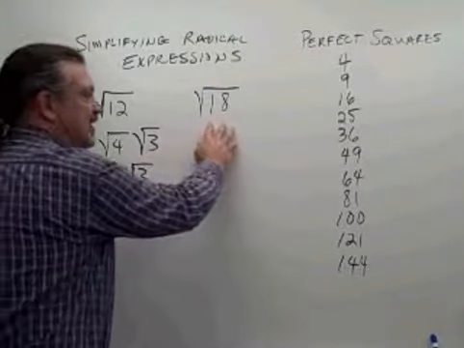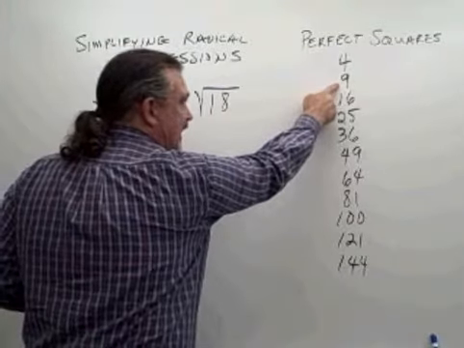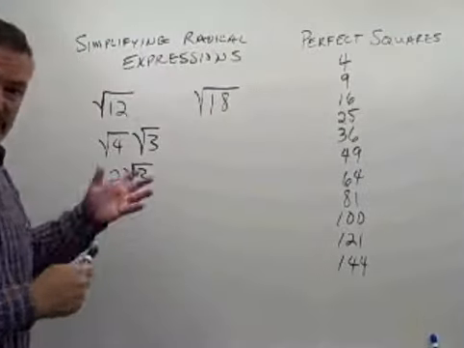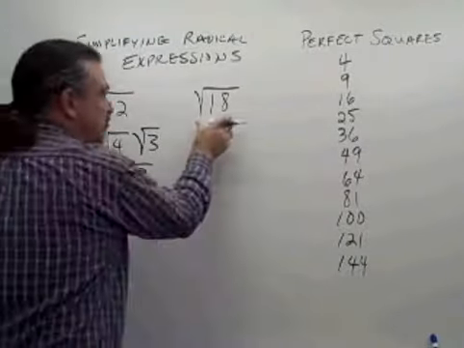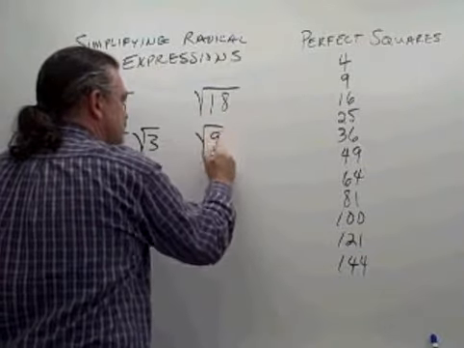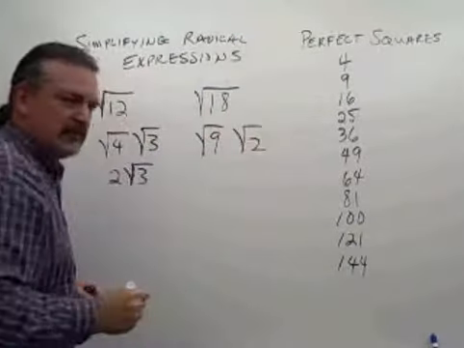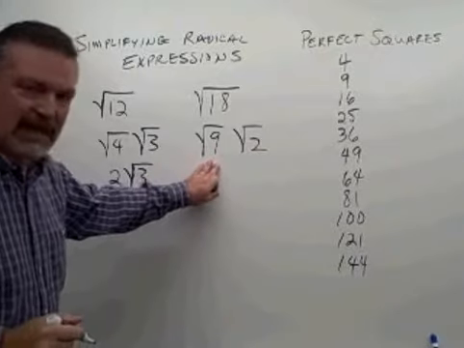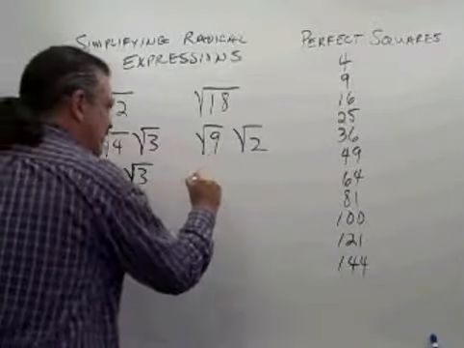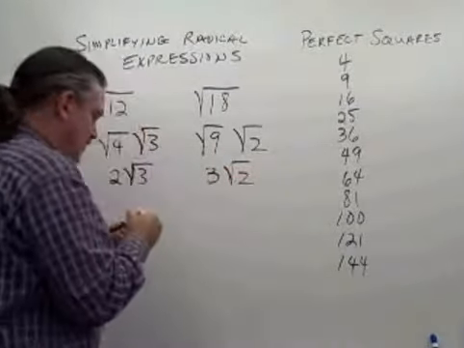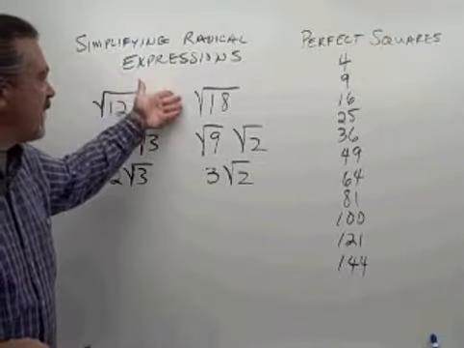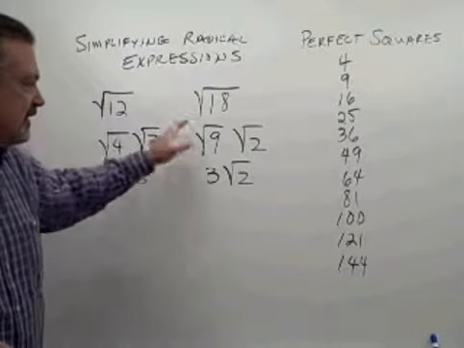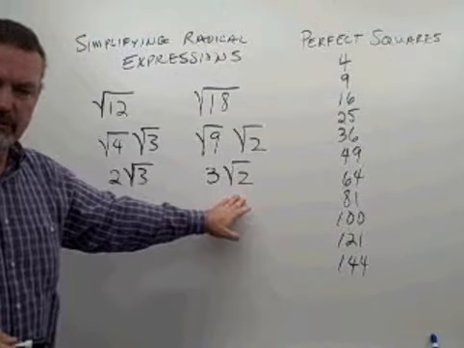Let's do the same thing here to the square root of 18. If we look at 18, we should quickly recognize that 9, one of our perfect squares, is a factor of 18. So we can break apart the square root of 18 into the square root of 9 times the square root of 2. And the square root of 9 can be replaced with 3. So the simplified radical version of the square root of 18 is 3 times the square root of 2.